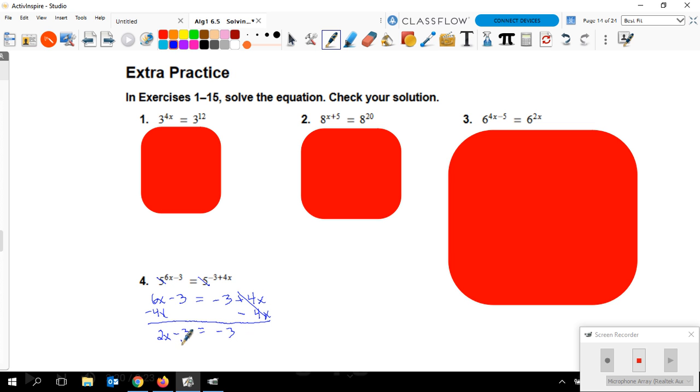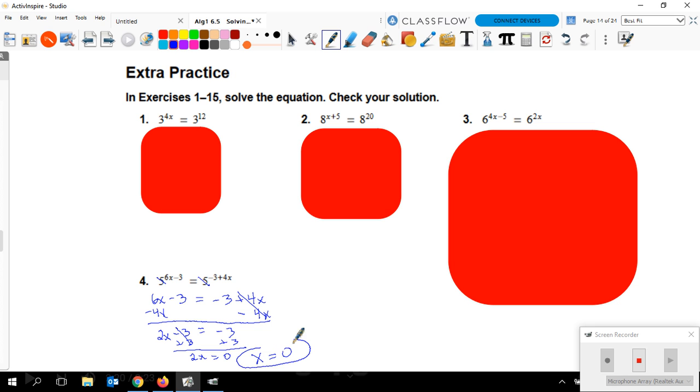And now we can add 3 to both sides. And so now the 3s cancel, and 2x is equal to 0. Negative 3 and positive 3 will make 0. If I divide by 2, 0 divided by 2 is going to be 0. So this one, x is equal to 0.